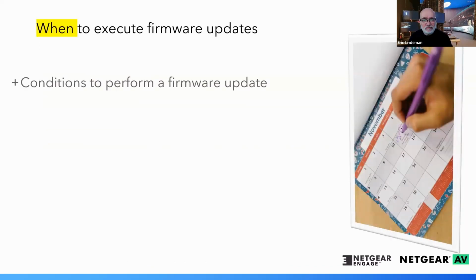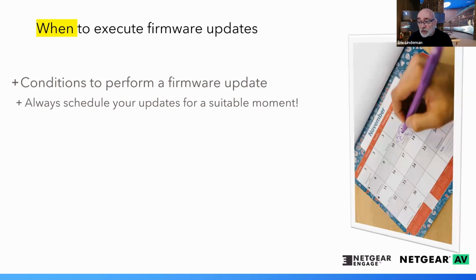So a little recap. The conditions to perform a firmware update is by one, always schedule your updates at a convenient time window outside of the office hours or the working hours of your AV installation. And the reason to do the update later on is that if you install new firmware into a switch, the switch always has to reboot. And with those reboots, your configuration will be out of order for a couple of minutes.